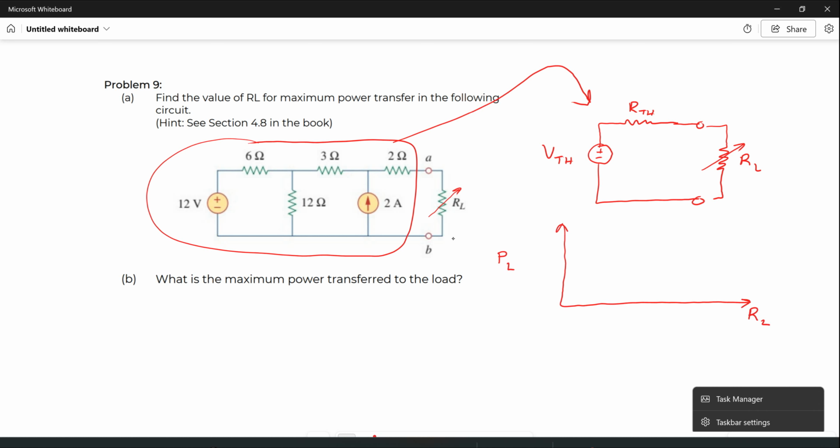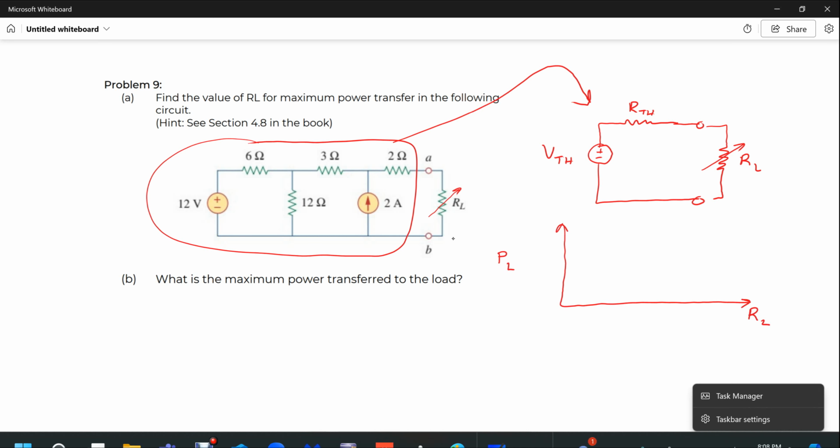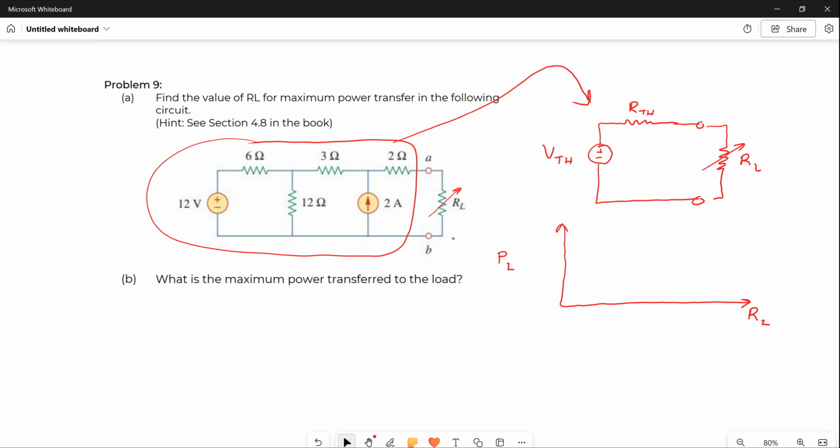If the resistance of the load is 0, if that resistor and the load was 0 ohms, there'd be no voltage across it. So voltage times current is 0 watts, so you don't get anything. And if it's an open circuit, RL is infinity.